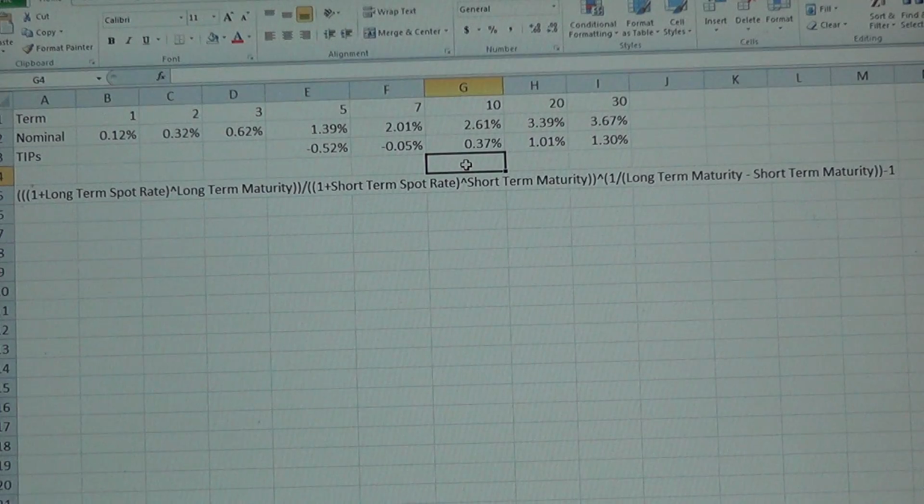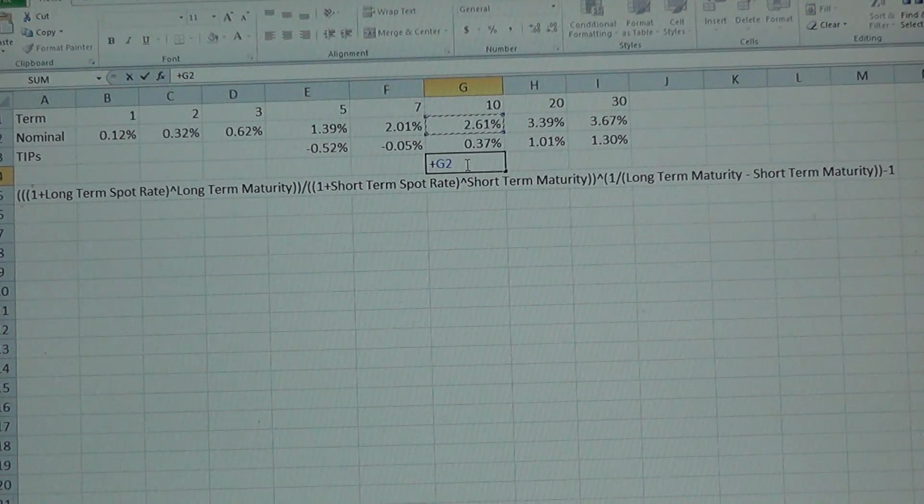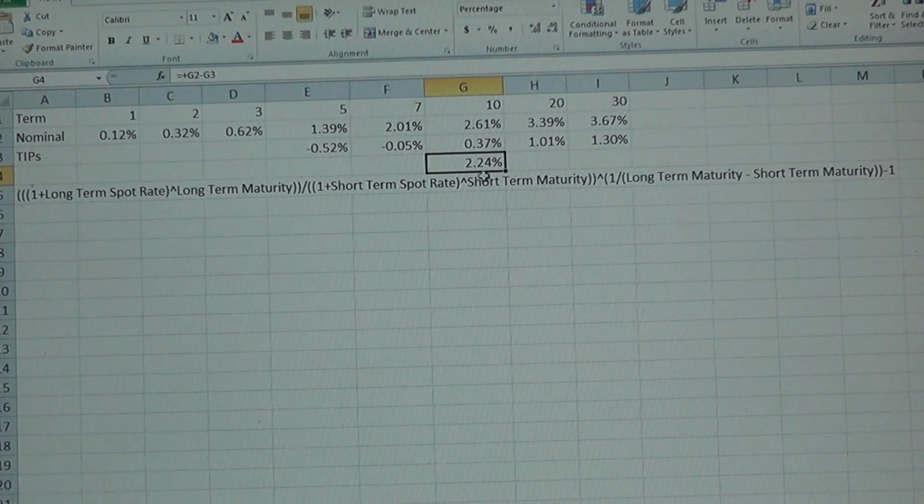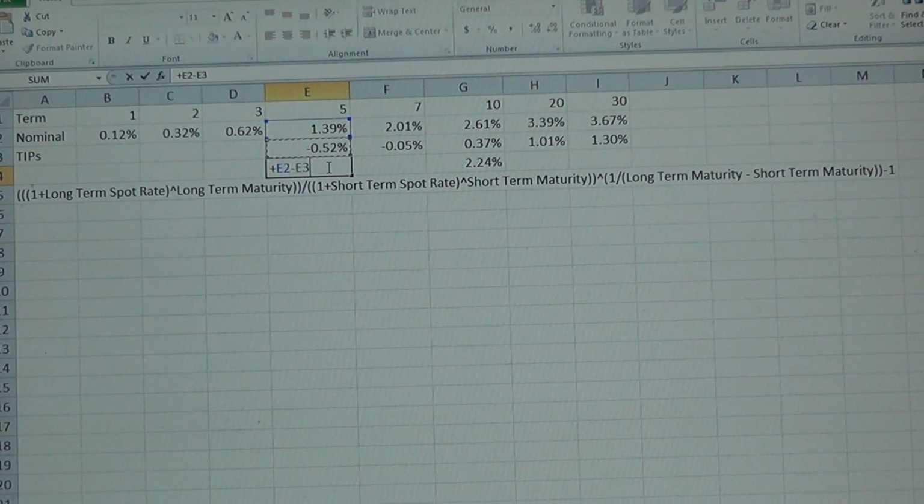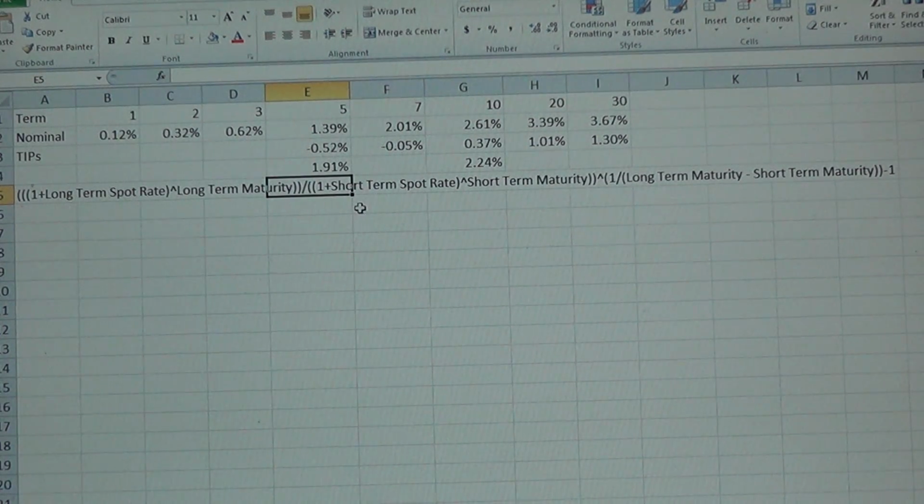Now, some people say, well, we can say what the bond market thinks inflation will be the next 10 years by just taking the 10-year nominal and subtracting the 10-year TIP, and that's 2.24%. Or we take the 5-year nominal and subtract the 5-year TIP, and that's 1.91%. You'll notice that the stated yield on the 5-year TIP is actually a negative number, which means if you buy a TIP today for 5 years, you're actually locking in something that will underperform inflation, a negative real yield.